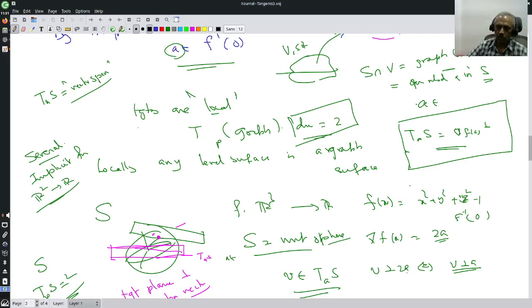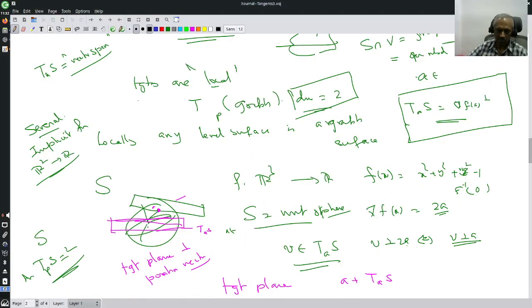Now, to look at a typical example of this, let us look at F from R3 to R, where F of (x, y, z) is x squared plus y squared plus z squared minus 1. Then F inverse of 0 is what is called the unit sphere, x squared plus y squared plus z squared equal to 1. This is your point A, and this is the tangent plane at A, the point of contact. Intuitively, that's what we think of.